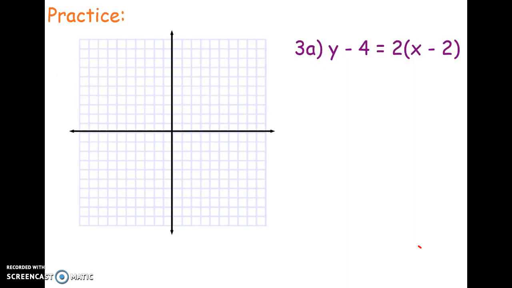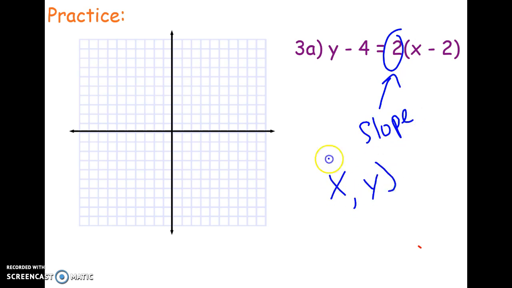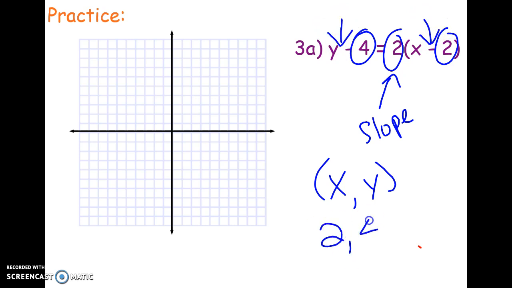So we're going to go ahead and practice. First, identify the slope as 2. And if I'm looking at my point, I look at this number and this number. Since these are subtraction signs, that means my numbers are positive. So I have the x is 2 and the y is 4.